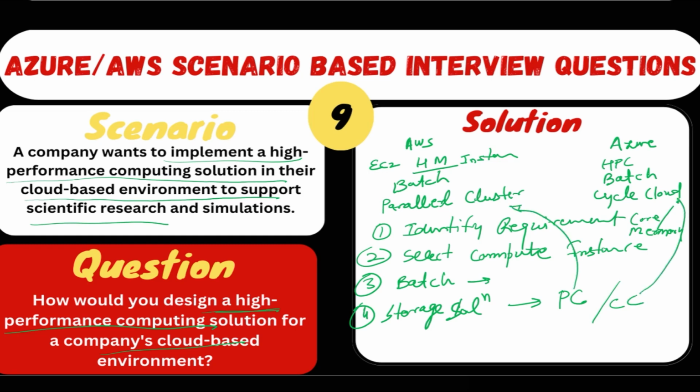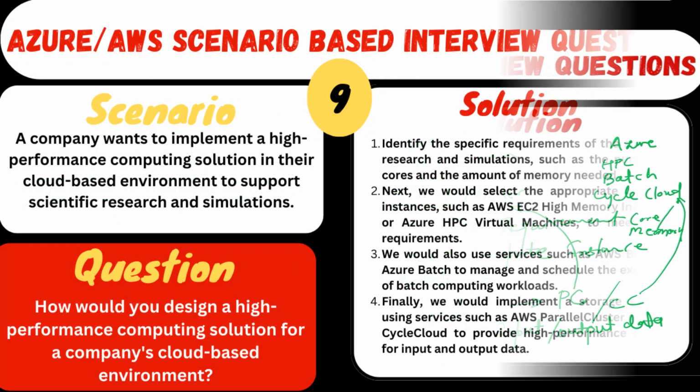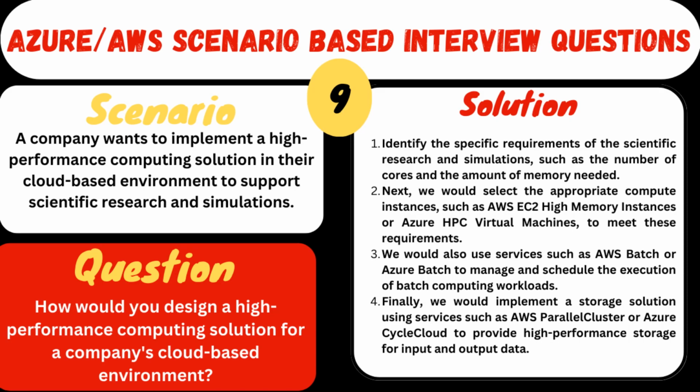Once we identify the configuration, then we will use AWS Batch service or Azure Batch service to manage and schedule the execution of batch computing workloads. In the last step, we would implement a storage solution using the services called AWS ParallelCluster or Azure CycleCloud to provide high performance storage for input and output data. So these are the three services that will help us to implement a high performance computing solution for scientific research and simulation, or any other requirement where you require a high performance computing solution.